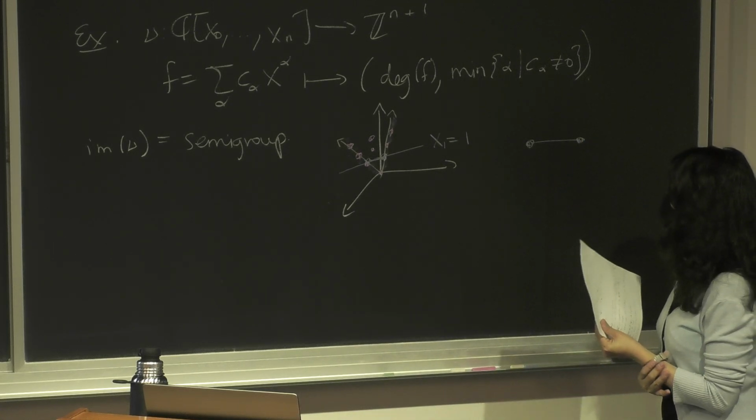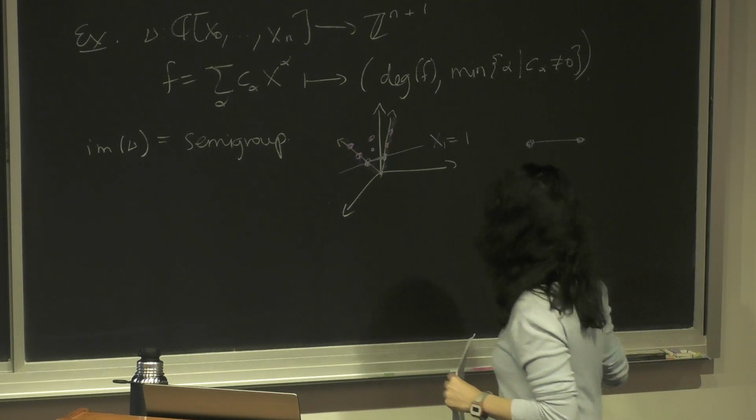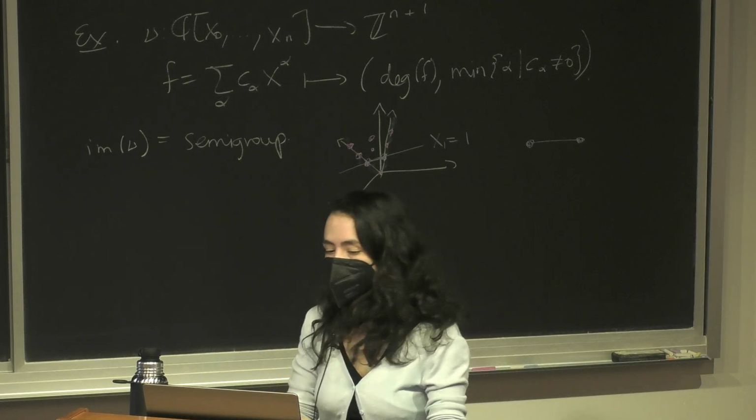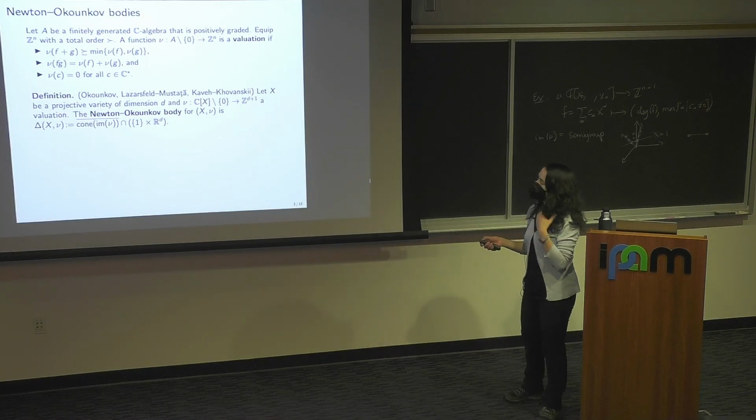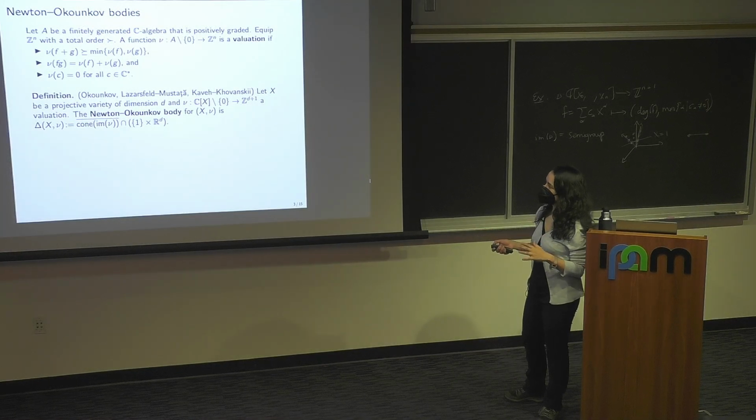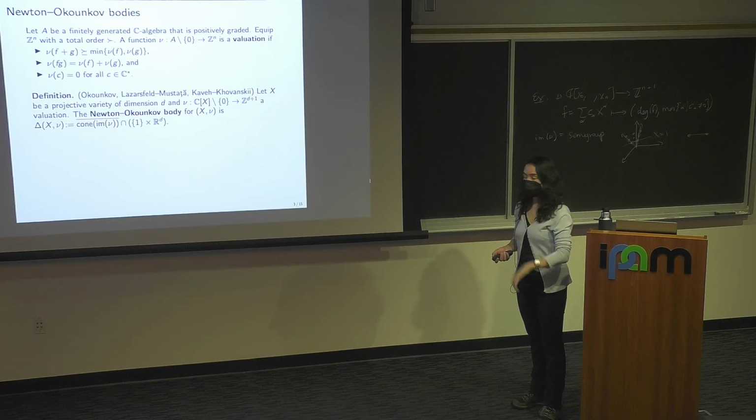Okay? And so in general, the picture you can have for these Newton-Okounkov bodies is you're always starting with a semigroup, you're taking a cone, and you're intersecting with a hyperplane. That's like the easy way to think about it.